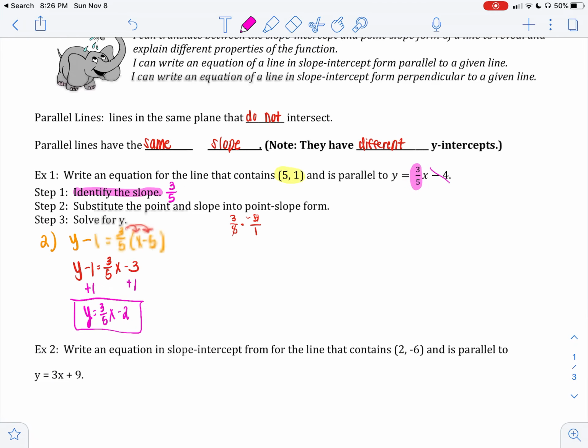And so now we have solved for a line that contains the point (5, 1) and is parallel to our first equation. y = 3/5 x - 2 is never going to intersect y = 3/5 x - 4.